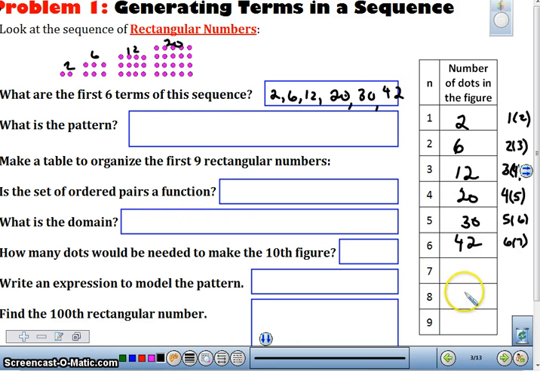So what's the pattern? The pattern was to find the area of the rectangle. We took 1 times 2. Next we took 2 times 3. We took 3 times 4. So we continued with 5 times 6. As we look at our table, we start with 2.